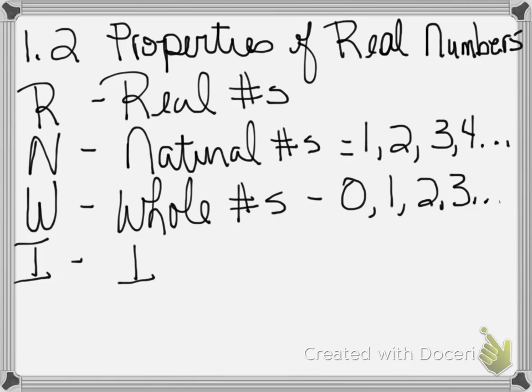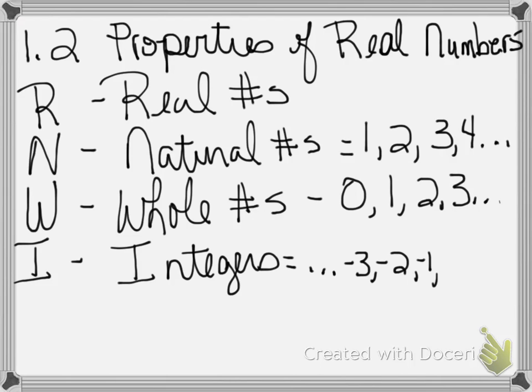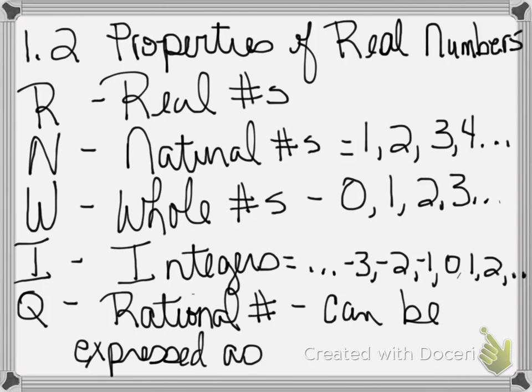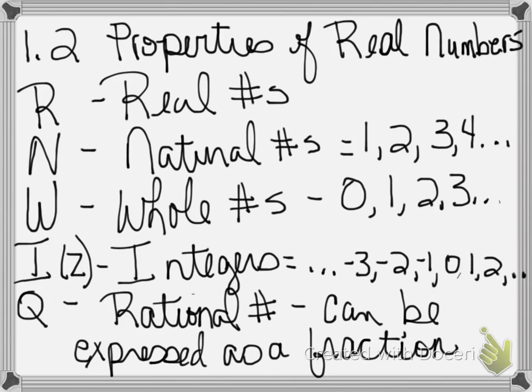I stands for the integers. Integers are positive and negative whole numbers. Also, a letter for integers that the book uses is the letter Z. Q is rational numbers. A rational number is any number that can be expressed as a fraction.